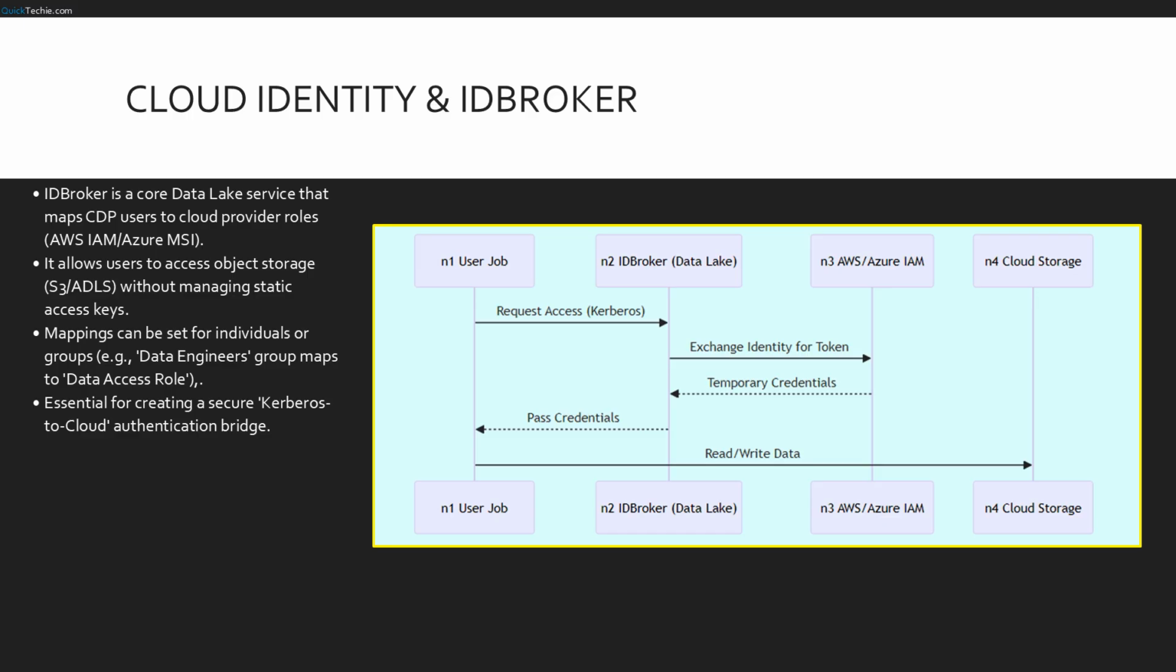This ensures seamless, secure access to cloud storage without compromising security credentials. This sequence diagram details the secure handshake. The user job requests access from the ID broker running on the data lake. The ID broker validates the user and contacts the cloud IAM provider, AWS or Azure. The cloud provider returns temporary credentials. ID broker passes these back to the user job, which then uses them to directly read or write to cloud storage. The user never handles long-term keys.